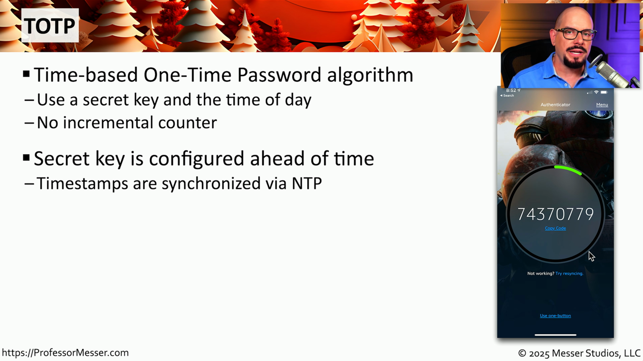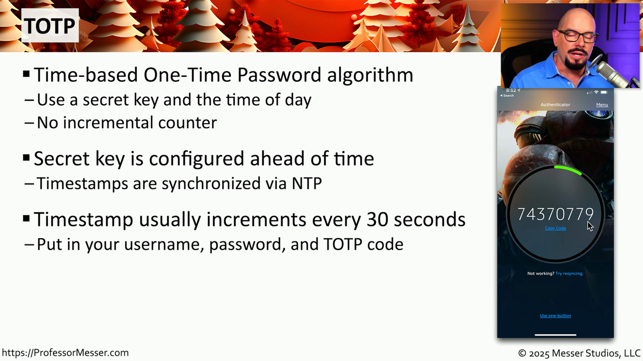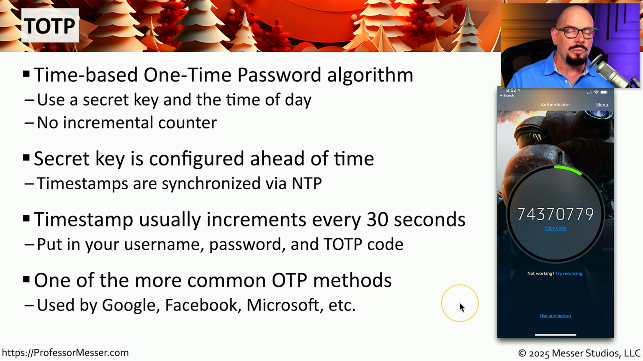This works by having a secret key that is originally configured both on the phone and the authentication server. By keeping those systems synchronized to the time of day, both sides will know what the code should be at any particular time. So when you log in, you'll put in your username, you'll put in your password, and then you'll refer to the app to determine what the pseudo-random code should be at that particular time of day. This is probably one of the more popular forms of one-time password algorithm that you'll find. So if you're using the Google Authenticator, it's using TOTP. The same thing applies to Facebook, Microsoft, and other authentication types as well.